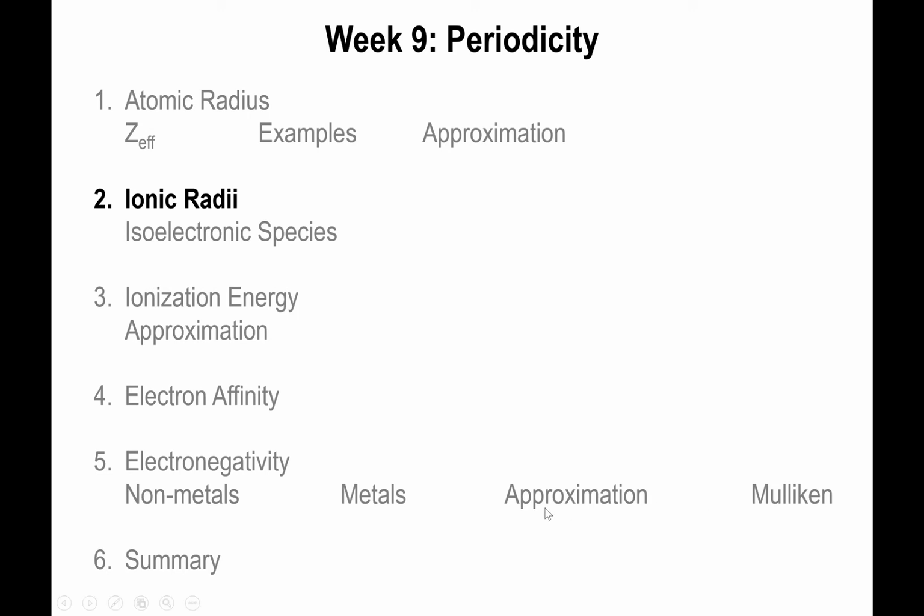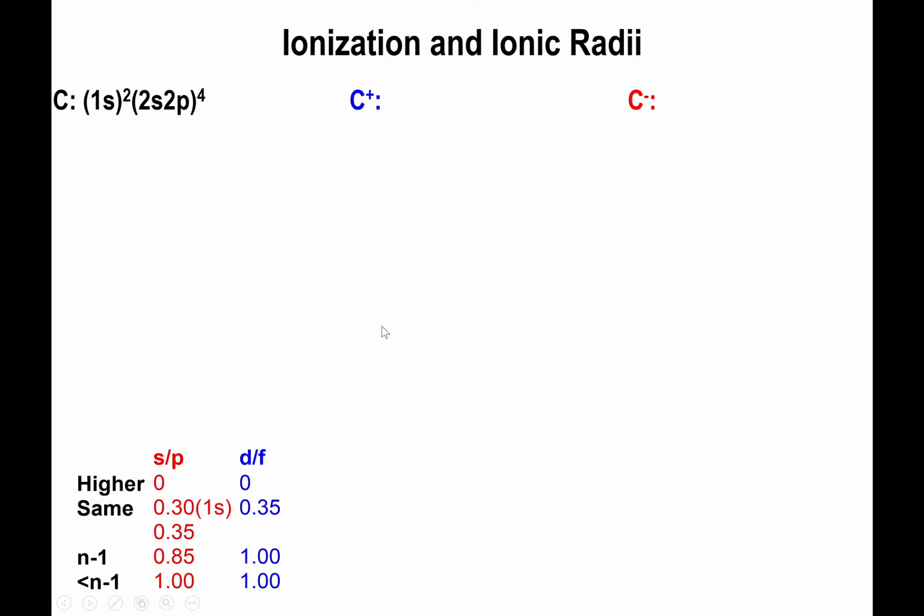Okay, let's talk about ionic radii. Much like atomic radii, we can calculate the ionic radius of a cation and an anion for any element. And the premise is still the same. We first write out the electron configuration for the neutral atom. We use that to get to the electron configuration of the cation or anion.